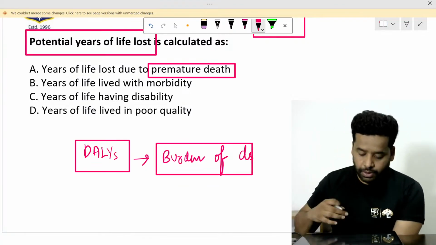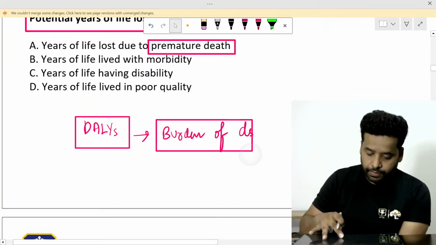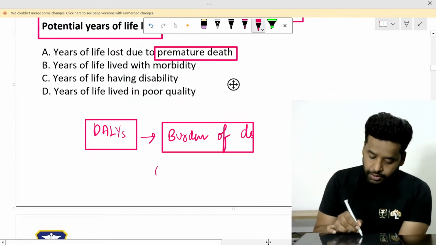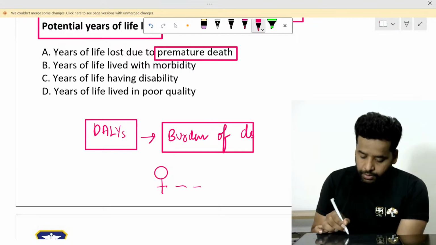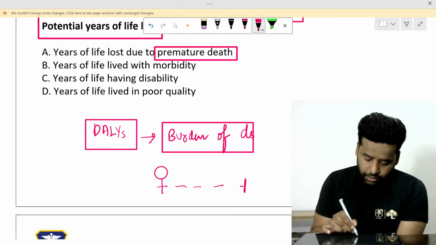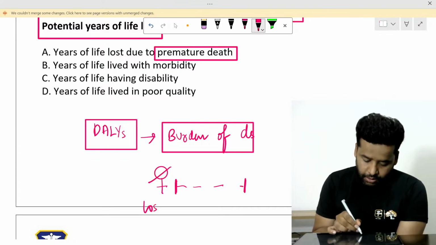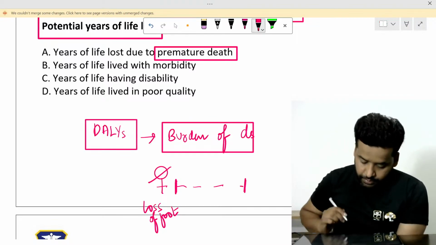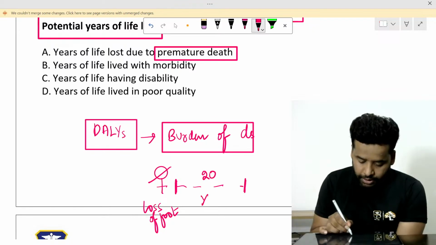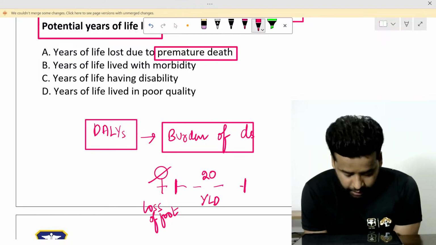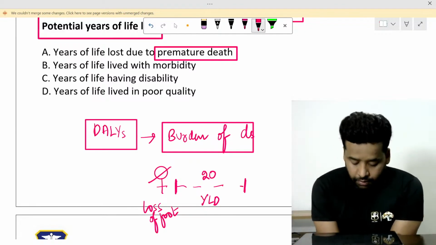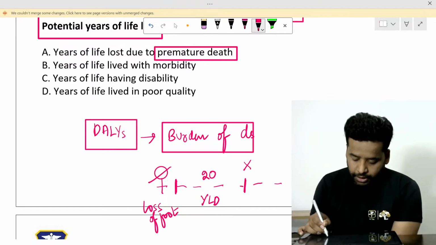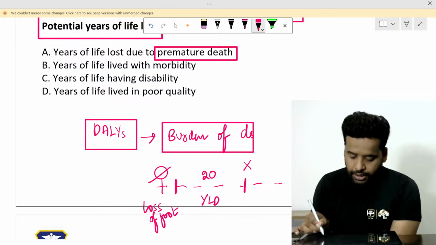For example, if I want to know burden of road traffic injuries, example I'm telling. If there is an individual because of road traffic accident, there is loss of foot. The patient is living for 20 years with disability. That will become years lived with disability. Then the patient died, could not attain that limit. That limit is called as standard life expectancy.